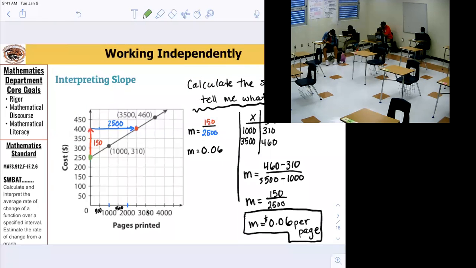Right, the cost starts at 250. This is my starting price. A lot of times companies will have a starting price and then they start adding to that. Wherever you're getting things printed, it's 250 as a starting fee, and then from there you add 6 cents per page.